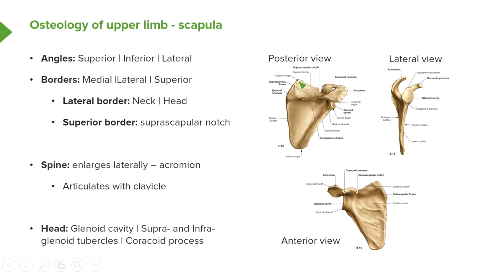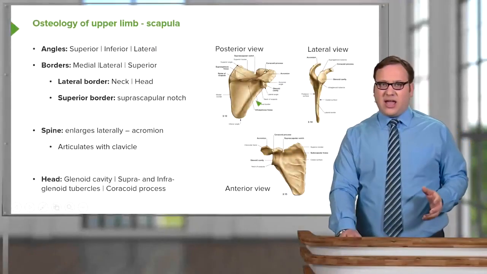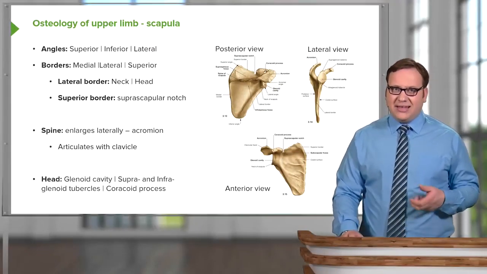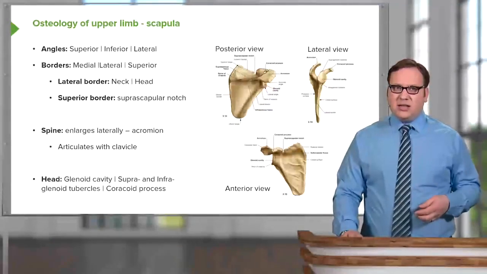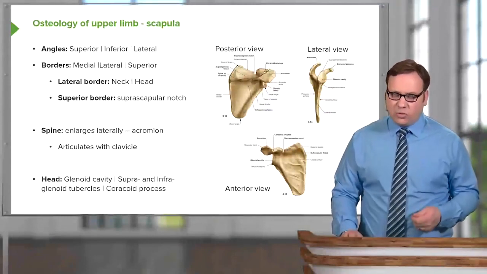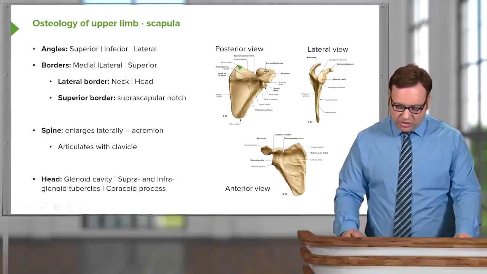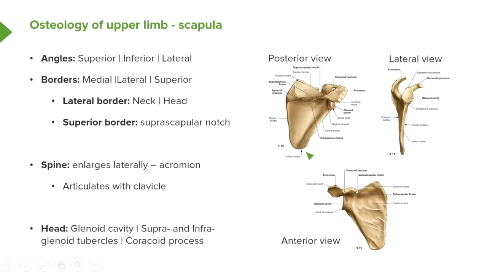The superior angle is connected to the lateral angle by way of this superior border, and the lateral angle is connected to the inferior angle by way of this lateral border. So on the scapula, we have these 3 angles, superior, inferior, and lateral, and these are connected via borders: medial, lateral, and superior borders. And we can see these on the screen. Superior angle, inferior angle, lateral angle. Medial border, lateral border, superior border. And let's have a look at a few more features that we can see.